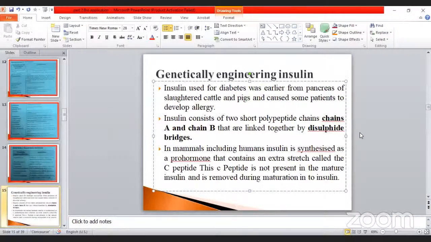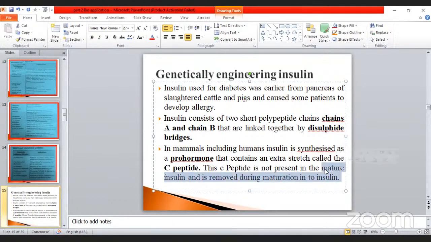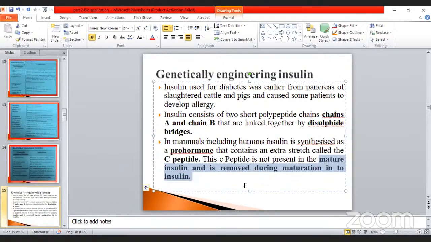The chains A and B are linked together by a disulfide bridge. In mammals, including humans, insulin is synthesized as a pro-hormone. In the primitive stage, they do not produce the mature hormone; they produce a pro-hormone that contains an extra stretch called the C-peptide. Don't forget, my dear students. The C-peptide is not present in the mature insulin and is removed during maturation into insulin.